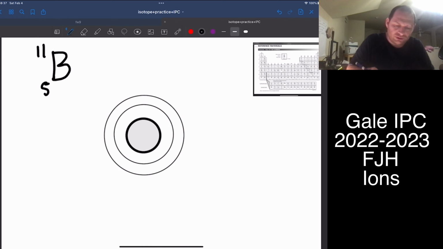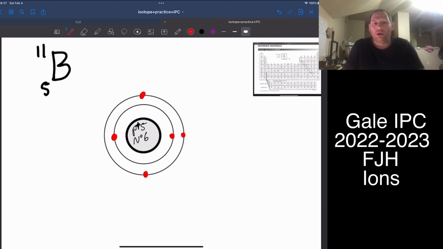All right. So in the nucleus we have protons is 5, neutrons is 6, and I realize I put a neutral for protons. There we go, positive. We should have 5 electrons. 1, 2, 3, 4, 5.